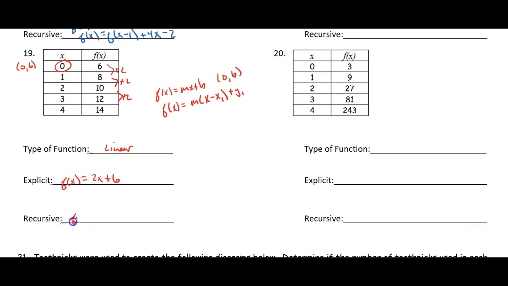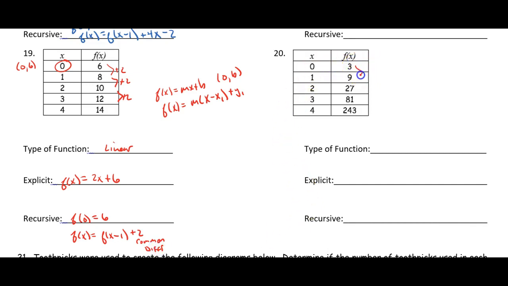The recursive, f of 0 is equal to 6, always state that. Then f of x equals my previous term, f of x minus 1. And what are we doing each time? Going up 2. Remember, this is always your common difference.